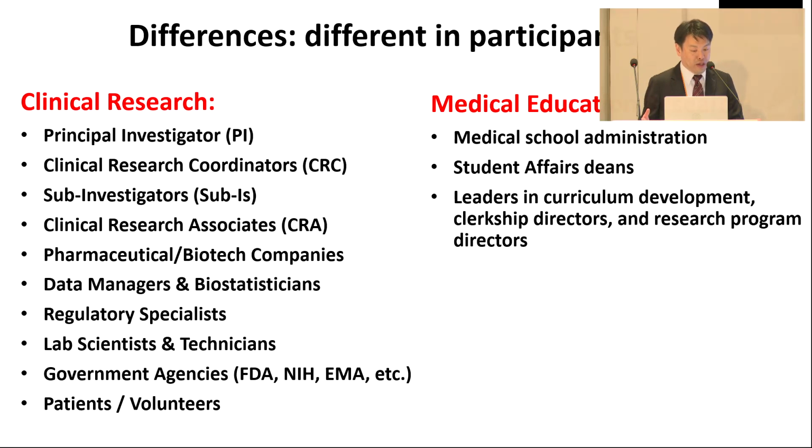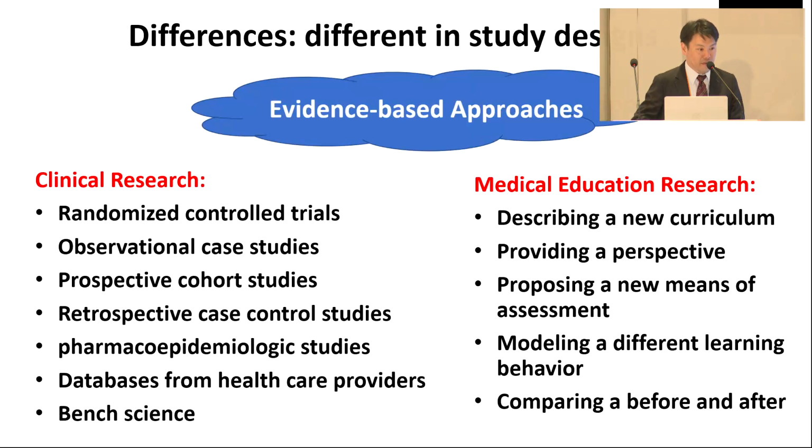And you will have scientists working on the bench who may also be involved in the clinical research. Sometimes governments, such as FDA and NIH, will be supervising the clinical research. And finally, patients and volunteers are also important participants in clinical research. But how about medical education research? Most participants in medical education are the medical school administrations. They may also be student affairs deans or leaders in curriculum development, or sometimes curriculum directors and research program directors. So the participants could be very different.